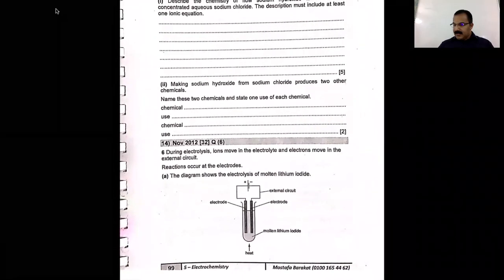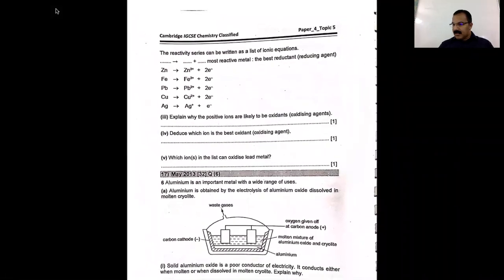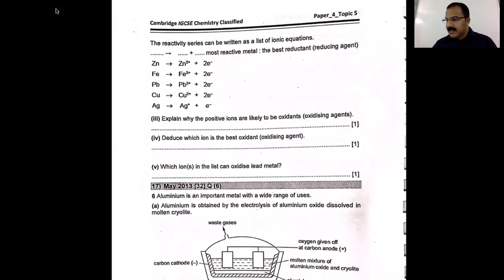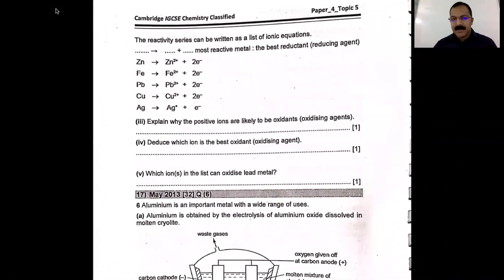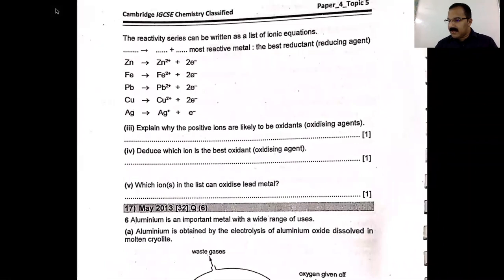The diagram shows 6A. I think the page is missing here because it doesn't look like it is connected. Let me just see the question. The reactivity series can be written as a list of ionic equations. Right. They have given a list and some ions or some part is missing. Most reactive metal, the best reductant. Okay. Most reactive metal is the best reductant. All right. Explain why the positive ions are likely to be oxidant.